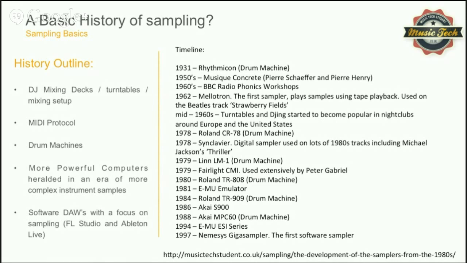You had this divide of two different kinds of sampling, where you had the drum machines and you had the sampling instruments. Sampling instruments generally take up a lot more power, a lot more RAM, a lot more storage in your machine, whereas the drum machines could sound really good with very little happening.